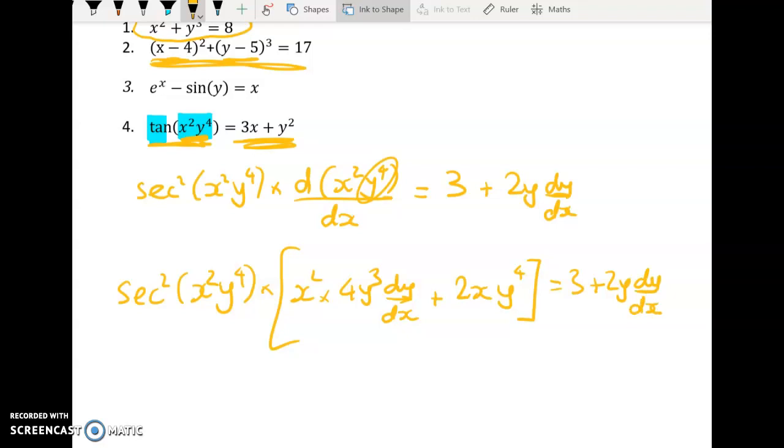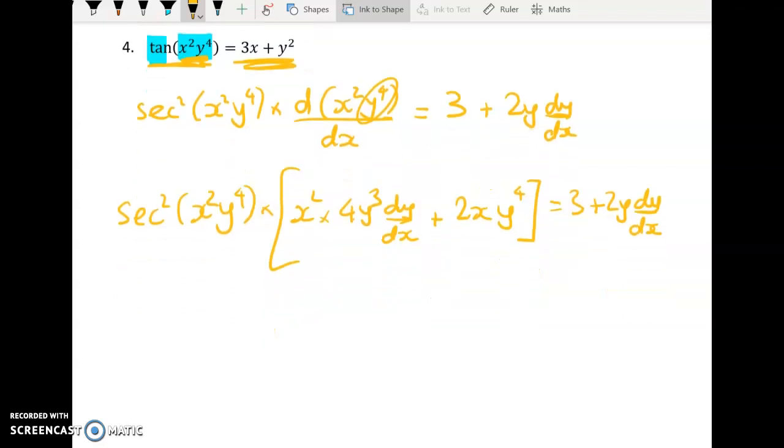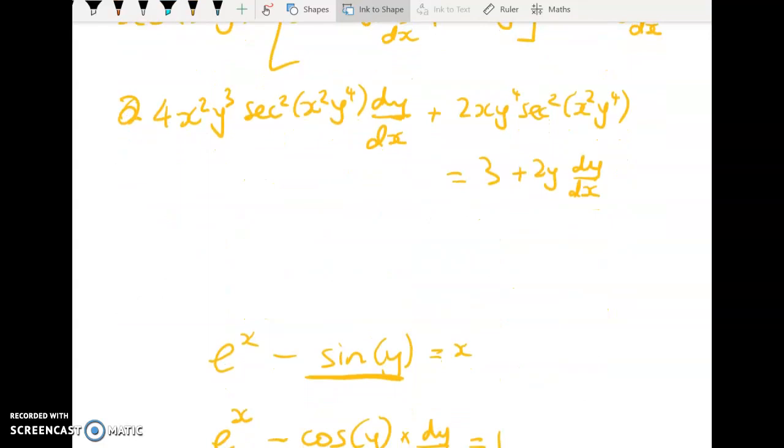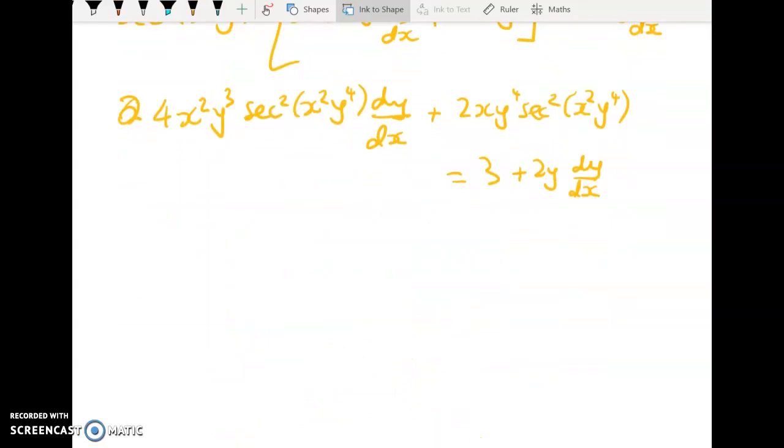Now we've done the thinking part. What we've got to do now is just carefully collect up the like terms that have got dy by dx in. So we're going to have sec squared of x squared y to the 4 times 4x squared y cubed dy by dx, plus 2xy to the 4 times sec squared of x squared y to the 4. And over here we've got 3 plus 2y dy by dx. We just have to rearrange a little bit and then divide things through. So the pathway should be clear, but it's easy to make small mistakes here.